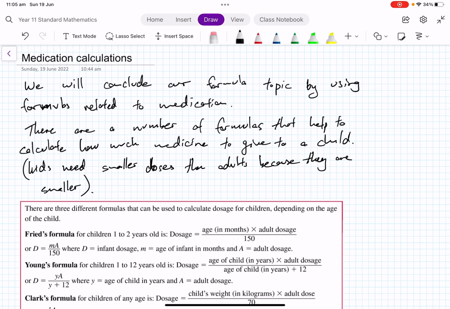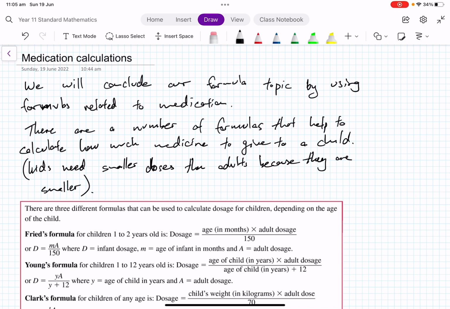First thing we want to look at is there are a number of formulas that help to calculate how much medicine to give to a child. Obviously, it goes without saying, but children are smaller than adults, generally speaking. And so the younger you are, the smaller you are, and so the smaller the dose. But it's not always a direct half the dosage if you're half the size, for instance. You might need less. Depends.